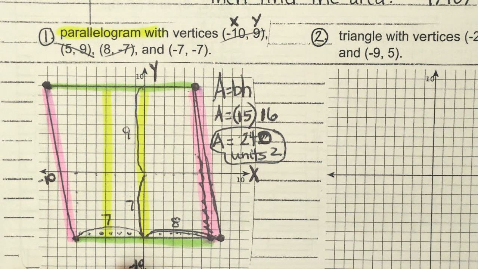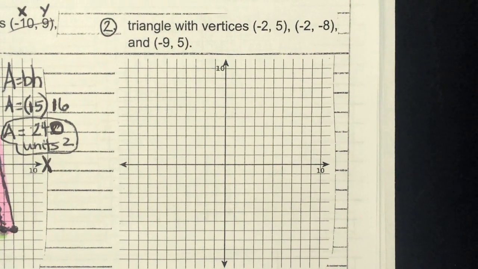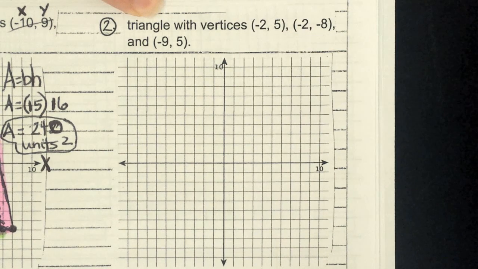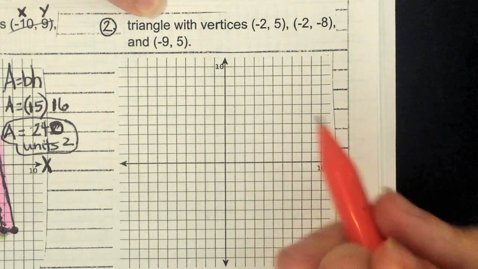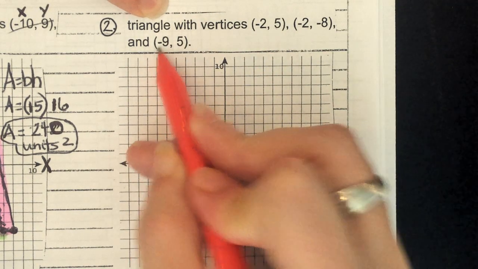This is the answer to the first one. Basically, I'll use number 2 now to teach you. Here we go. Let's go to number 2. On number 2, first thing is we see it as a triangle. There's your word. That helps you know what you're making. I'm going to use a pencil this time in case I make a mistake. Okay, we're going to graph these 3 points to make a triangle.